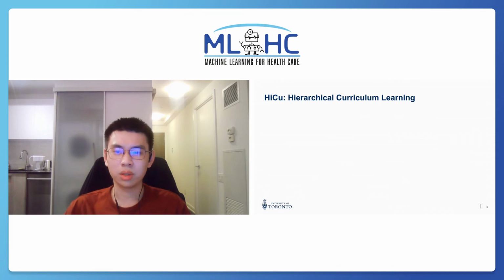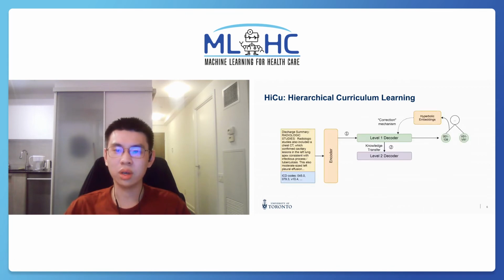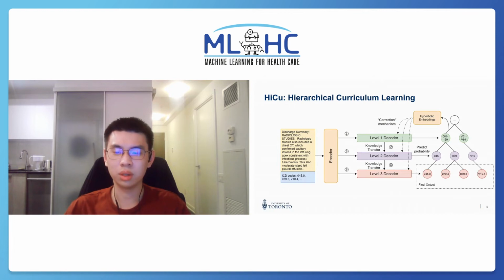We then let the model sequentially predict the labels at each level of the label tree and transfer the learned attention weights in the decoder using our knowledge transfer mechanism, as shown by this animation. During training, we also introduced the hyperbolic embeddings of the ICD codes to further guide the attention computation, which we call the hyperbolic correction mechanism.